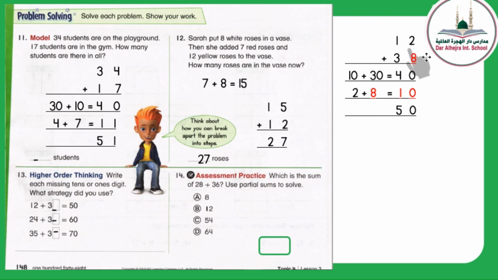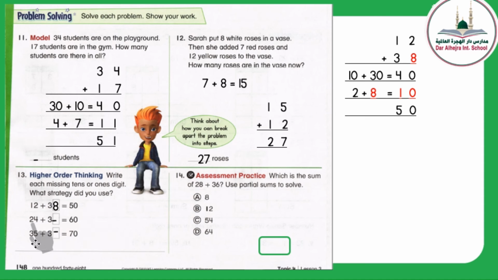Let's check it once again. 2 and 8 equals 10, like this. And 10 and 30 equals 40. So here we have got a total of 50. Adding 40 and 10, the partial sums, we get a total of 50. So the missing number here is 8. So the strategy we have used here is the partial addition strategy. We can use any other strategy too to solve this.